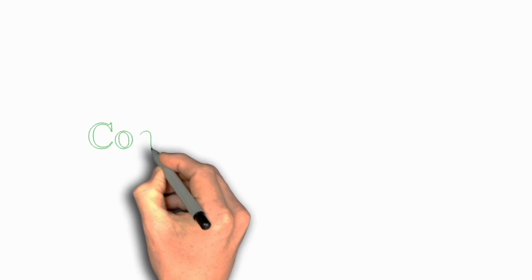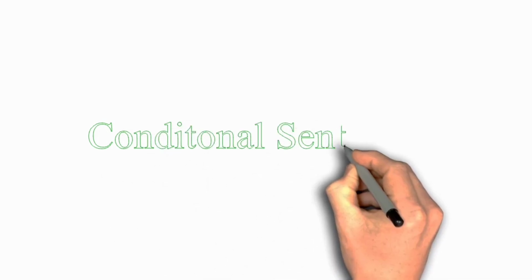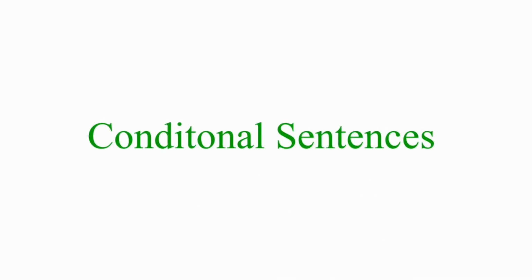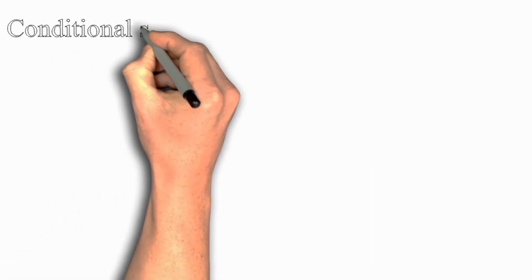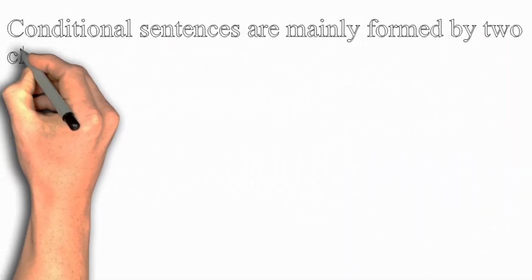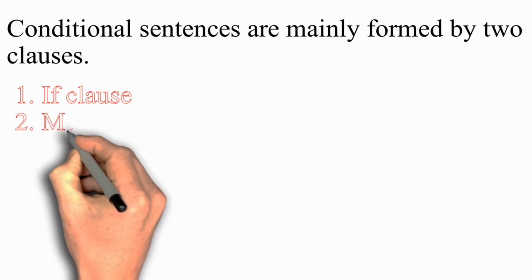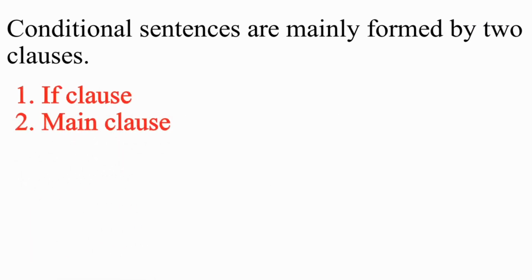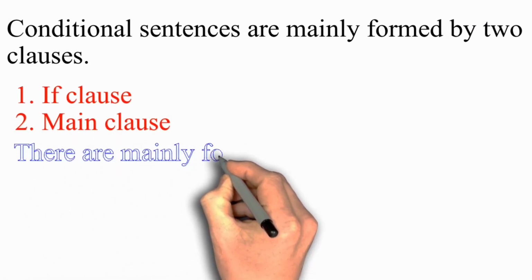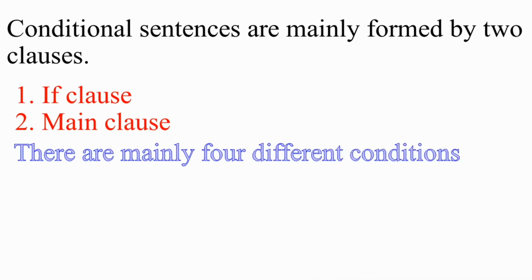Today we are going to discuss conditional sentences in English. Conditional sentences are mainly formed by two clauses. Number one, if clause. Number two, main clause. In conditional sentences, the sentence is composed of two parts, if clause and main clause.